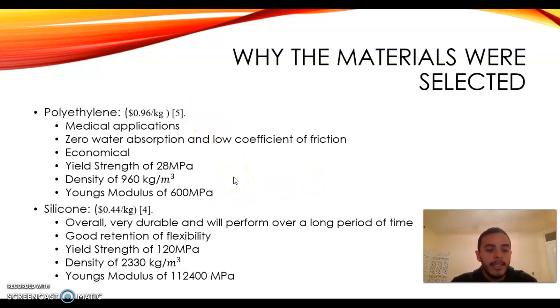The second material we chose to look at was silicone. You can see it also has a price of 44 cents per kilogram. Overall, this material is very durable and will be able to perform over a long period of time, as it has a good retention of flexibility with fairly strong mechanical properties as well. The yield strength is 120 megapascals, density of 2,330 kilograms per meter cubed, and a fairly large Young's modulus of 112,400 megapascals.